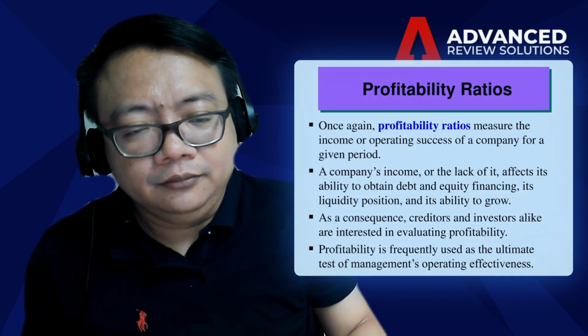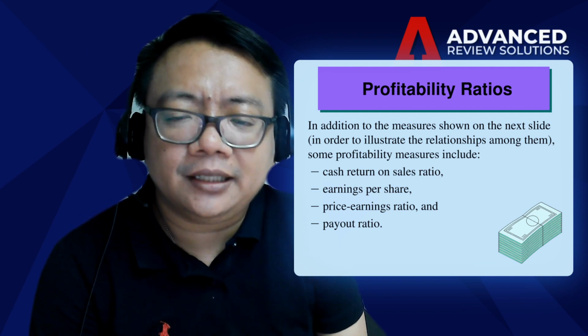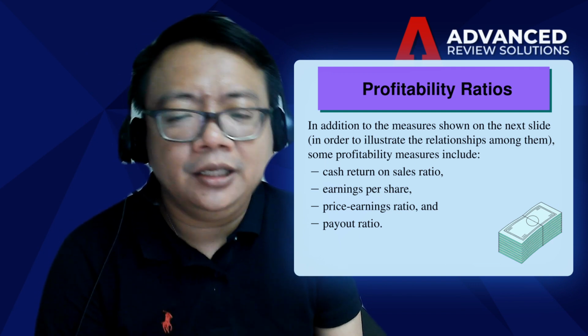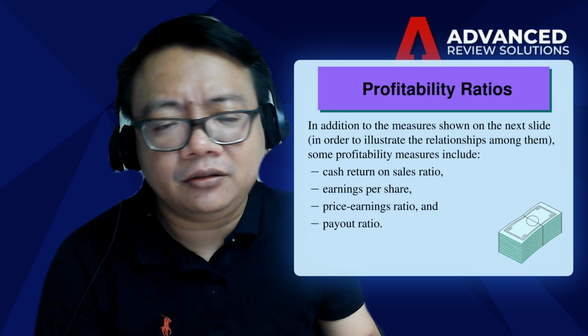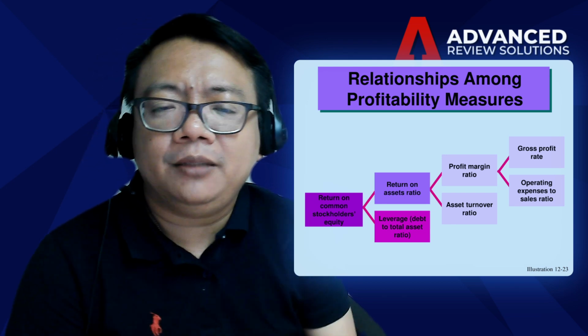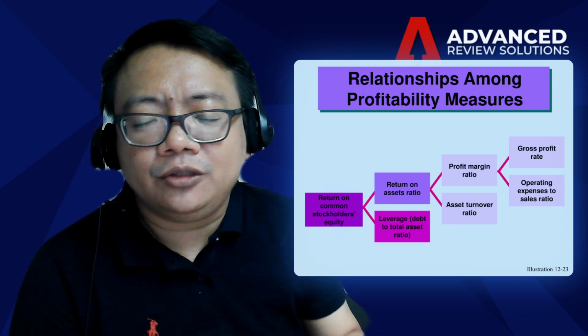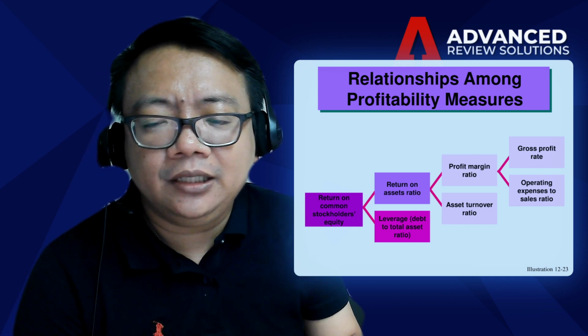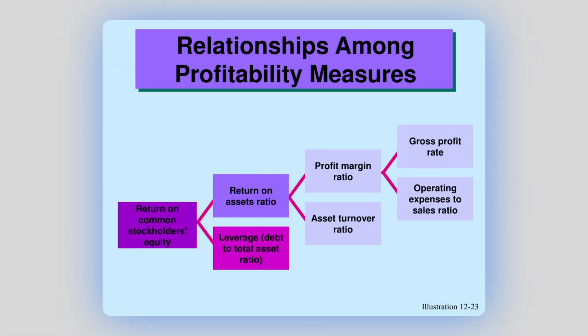Okay. So in terms of profitability, ano yung mga kasama natin? So cash return to sales ratio, EPS, price earnings, payout, pero madami pa. So ito yung mga sample natin. Relationship among profitability measures: yung return on common stockholders' equity, yan daw ay kaparehas lang ng return on assets and leverage, debt to asset. Yun naman, return on assets, kaparehas lang daw siya ng profit margin ratio and asset turnover ratio. Yung profit margin naman can be computed as gross profit divided, and you have your OPEX. Okay, so we go one by one.